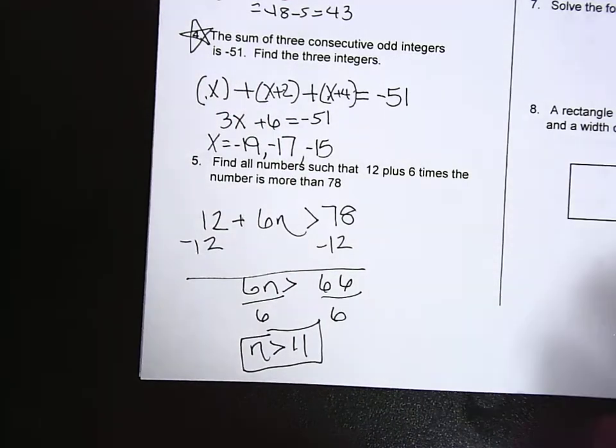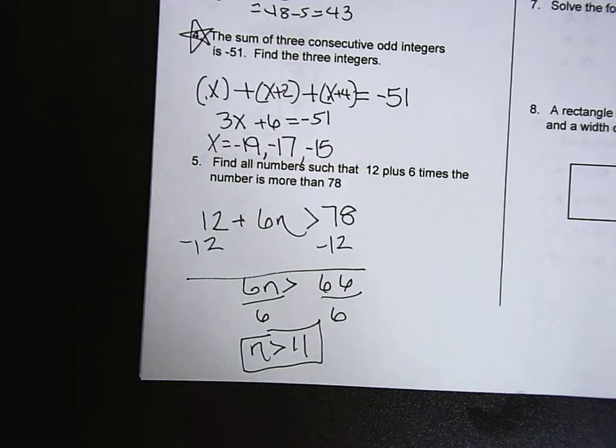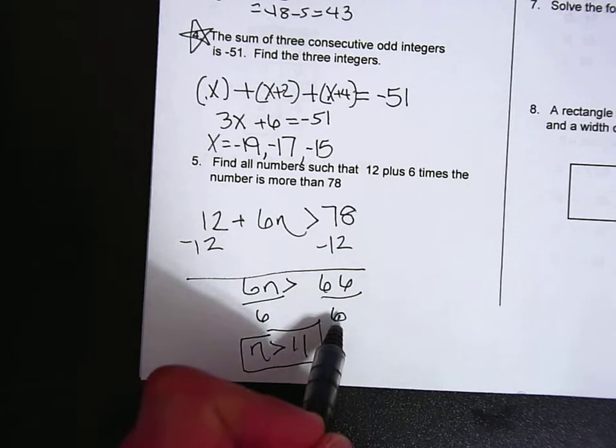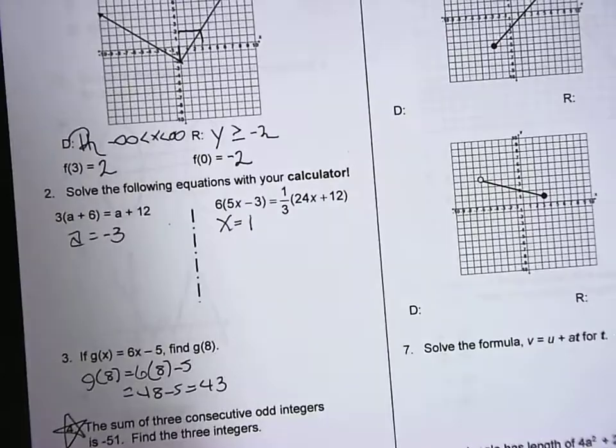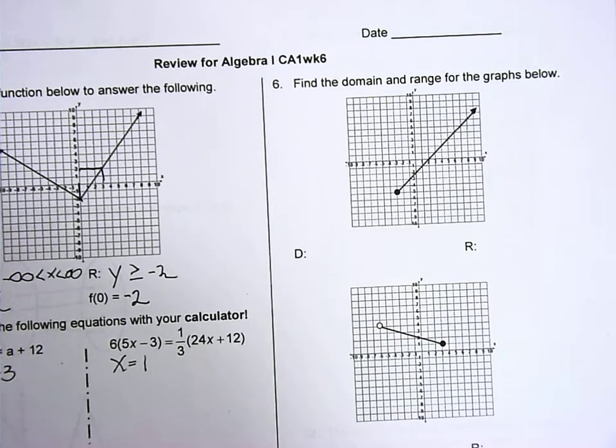Not too bad. That's a pretty basic one, just another two-step inequality in this case. There was no sign change because there was no multiplication or division by a negative number. If you see over here, I divided by a positive 6. Going on to number 6. Find the domain and the range for the graphs below.